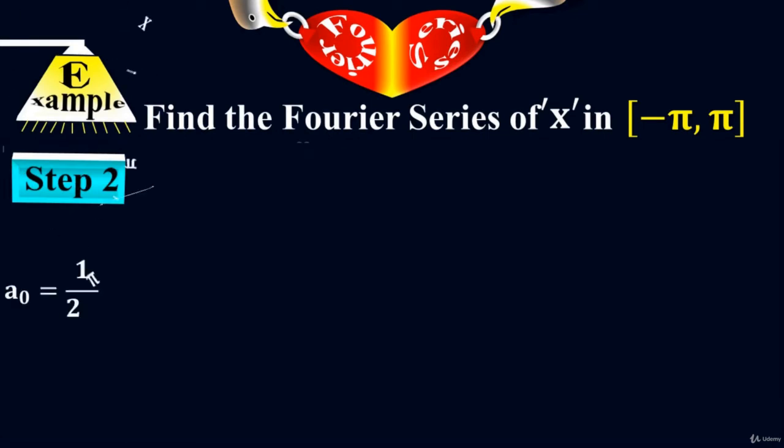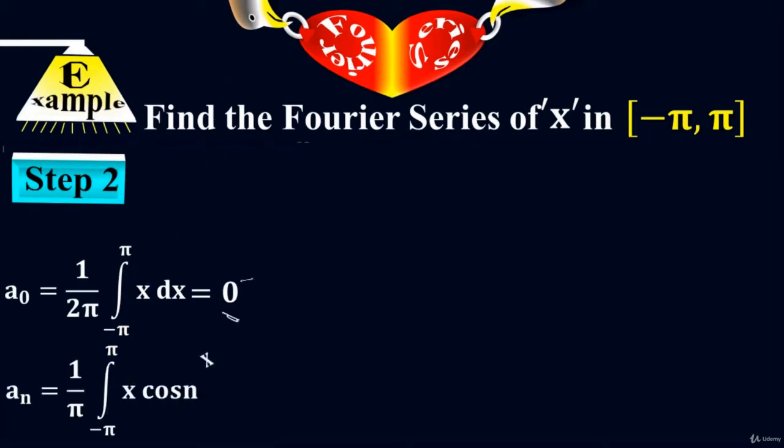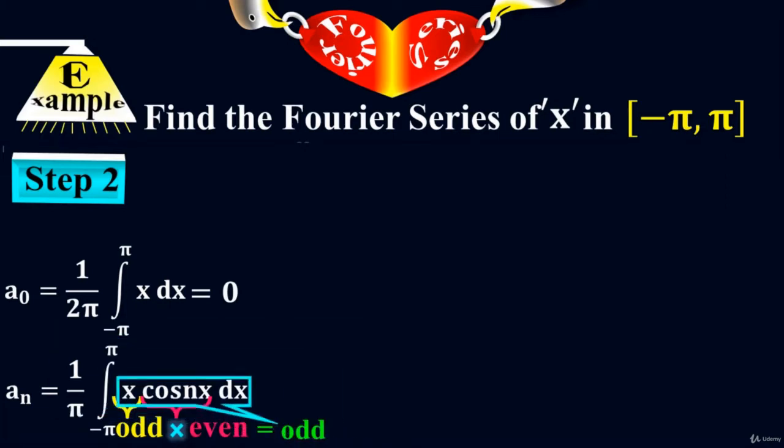Step 2. a sub naught equals 1 over 2 pi times the integral of x dx. Remember, my function f of x equals x. It is an odd function. So according to the Fourier series, if the function is odd, it equals 0. Therefore my a sub naught equals 0 here. Now a sub n equals 1 over pi times the integral of x times cos nx dx. The given function f of x equals x, which is odd. Cos nx is even. So odd times even equals odd, which means this whole thing is odd. Therefore it equals 0, because according to the Fourier series, if the function is odd, it equals 0.